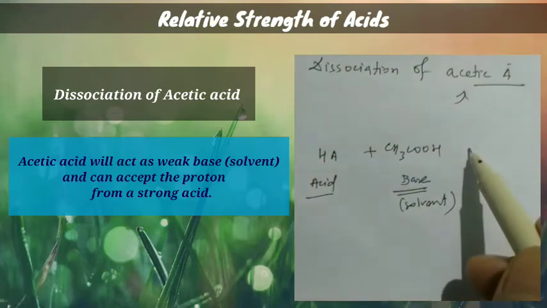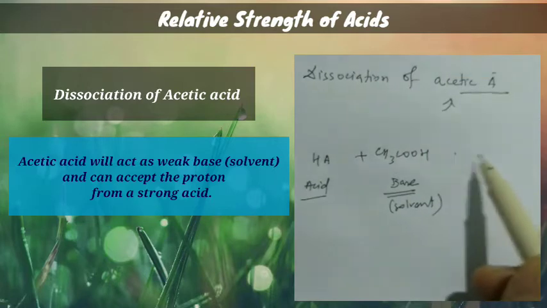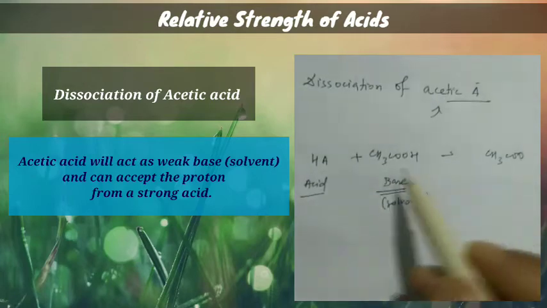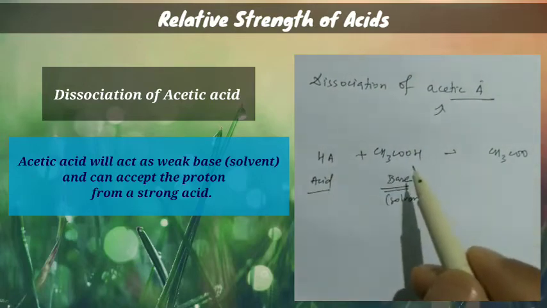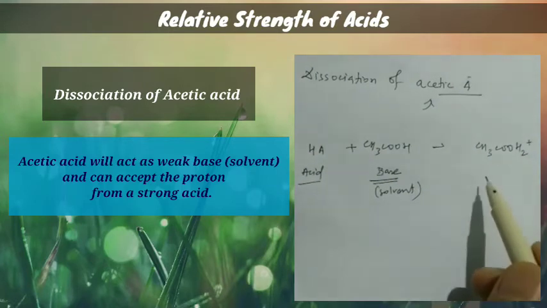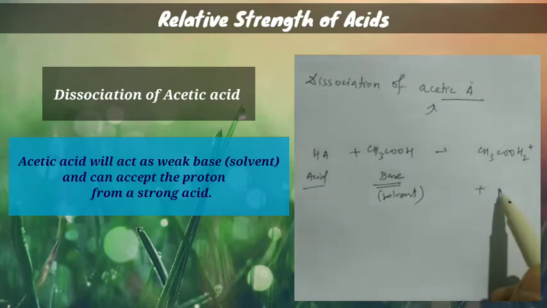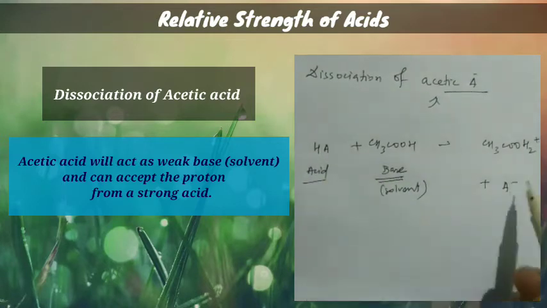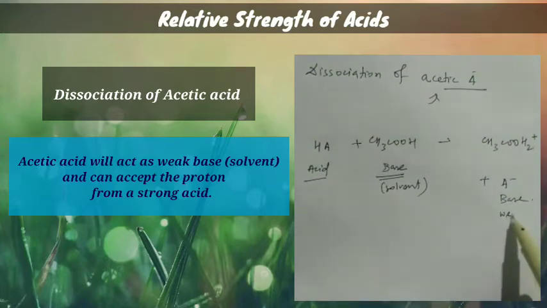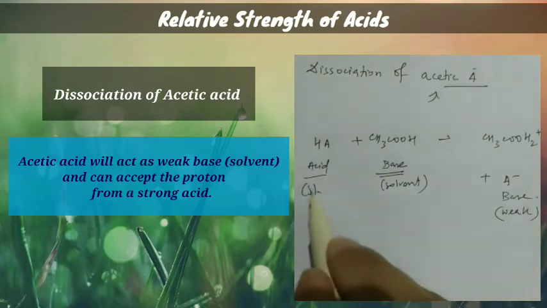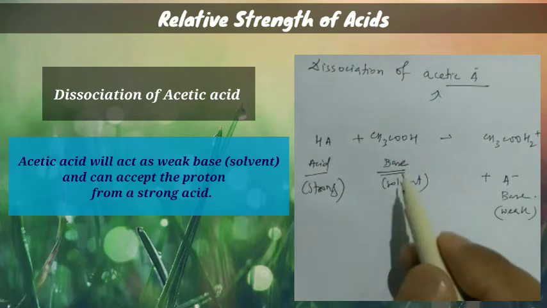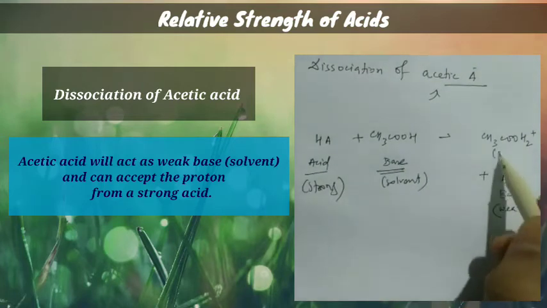So in this case it will give you CH3COOH2 positive. It acts as a base, so it accepts that H positive ion. Plus the remaining part will be the A negative base. That means this is your acid and this will be your base. This is your strong acid, and this will be your weak base.